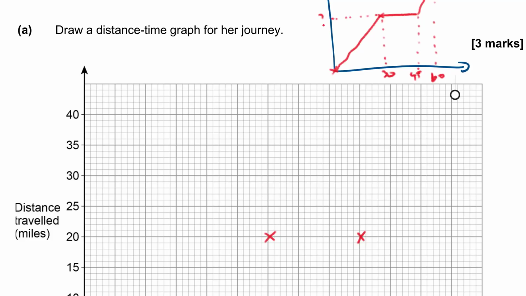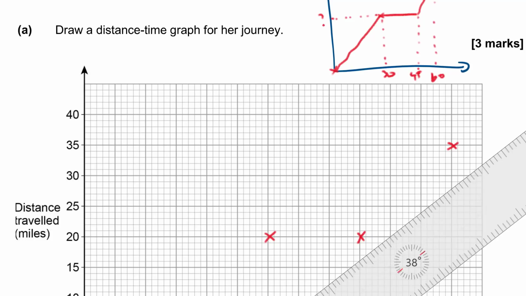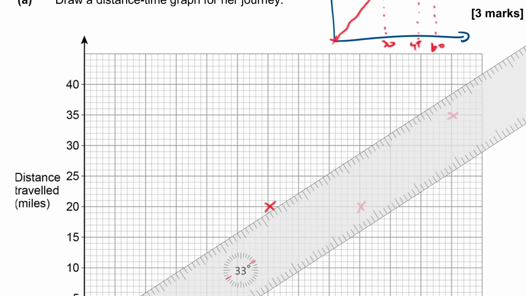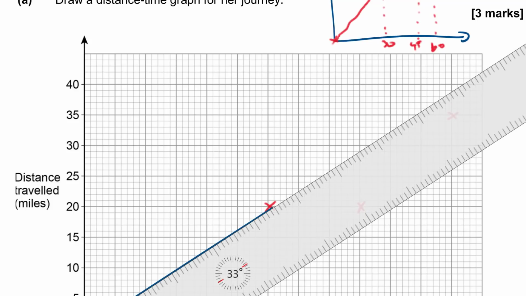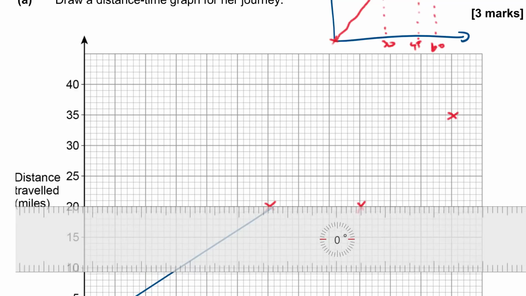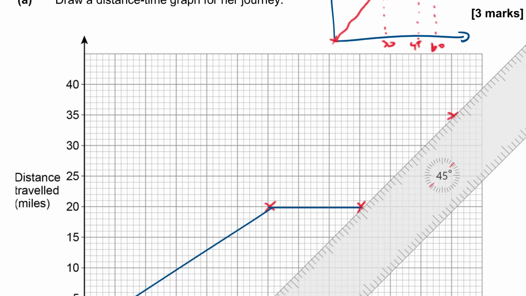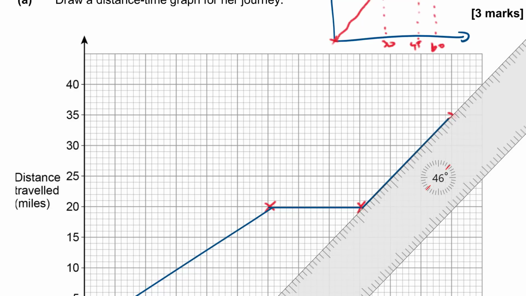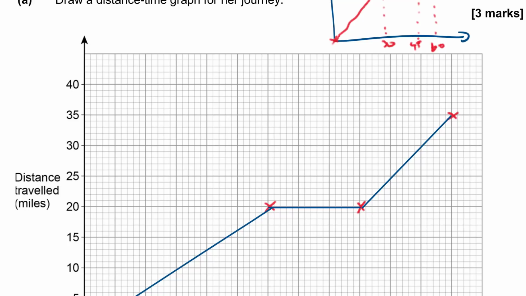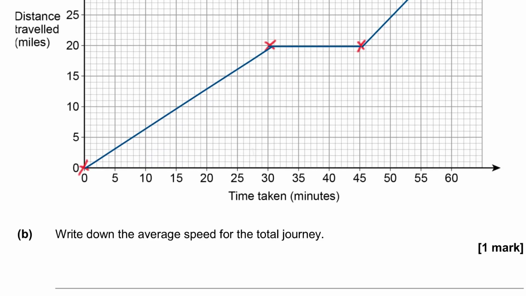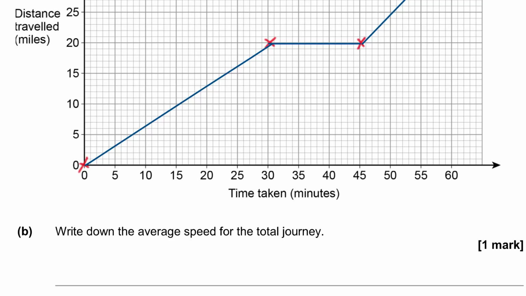So if she's at a distance of 20 and she travels for 15 miles, she's going to now be at a distance of 35. So I'm going to plot a point at 60, 35. Okay, so now I just need to join those all up with straight lines. Done. Okay, so my graph looks like that. Write down the average speed for the total journey.